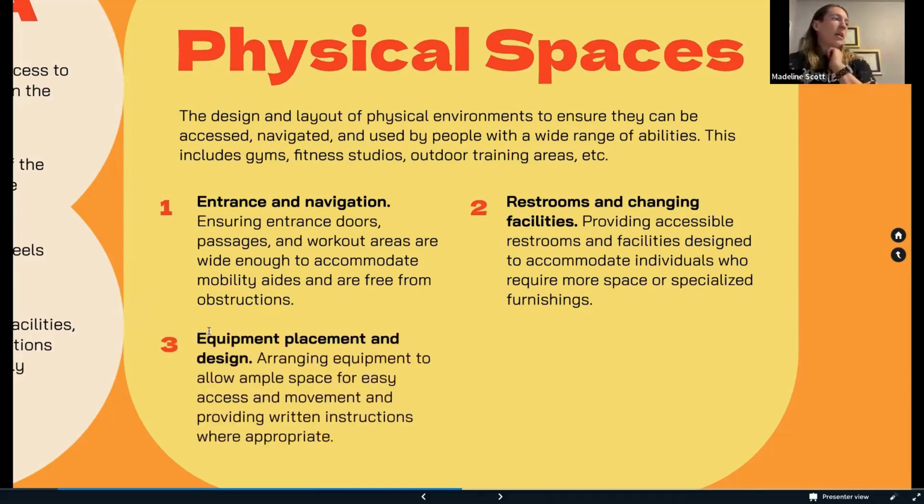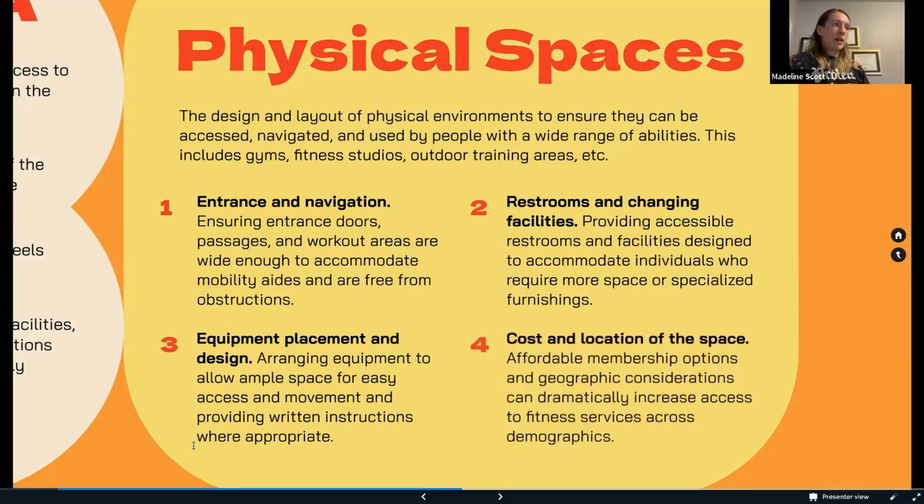And next, equipment placement and design. Arranging fitness equipment to allow, again, for ample space around machines for easy access and movement. So make sure those walkways aren't cluttered with stray equipment, and that equipment could also cater to various abilities. So think of machines that might be wheelchair accessible, or you can make sure different machines and barbells have instructions and helpful details that make that piece of equipment understandable and operable for everyone. And so that people know which pieces of equipment in that space are appropriate for them and their ability level.